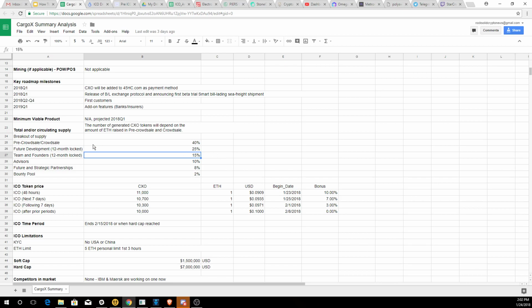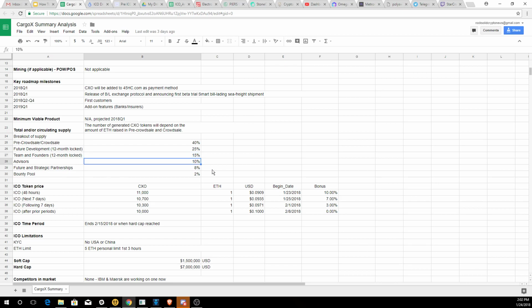15% is going to the team, and that's only locked up for 12 months. 12 months is a little bit short, but it's not unreasonably short. At least they're going to be focusing on the company, working on it heavily for a year before they can sell off these tokens. A minor red flag there.